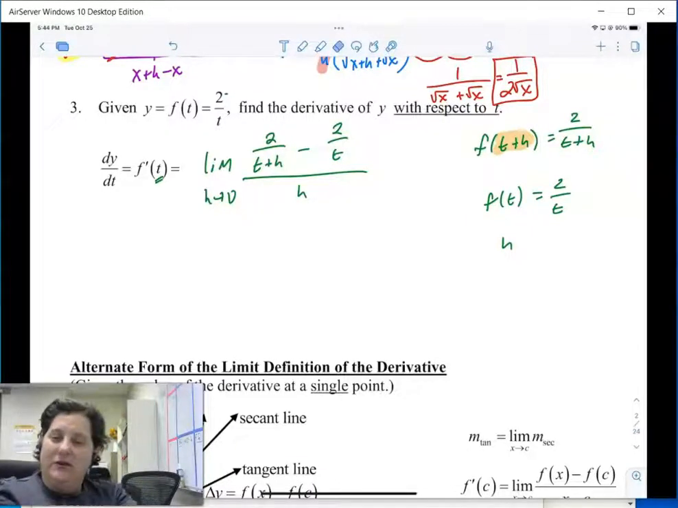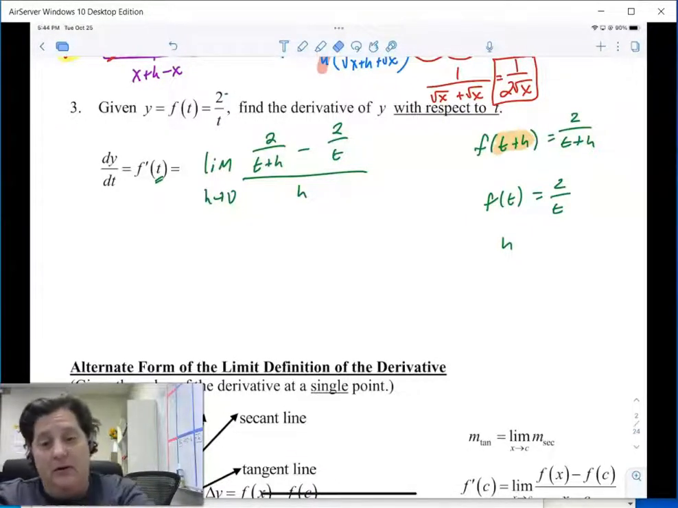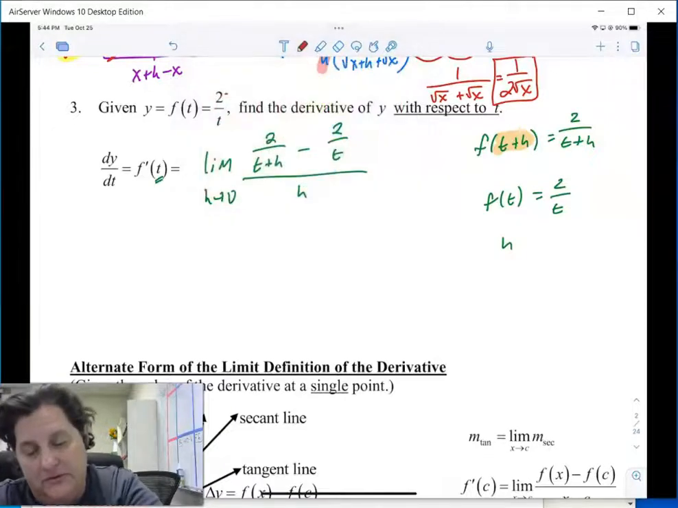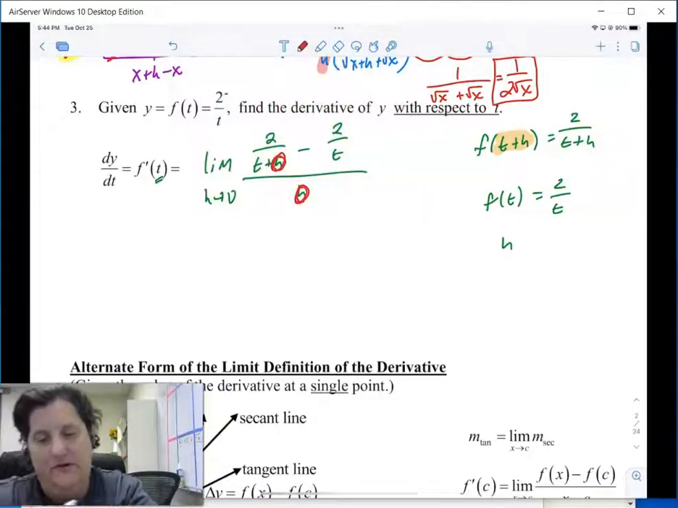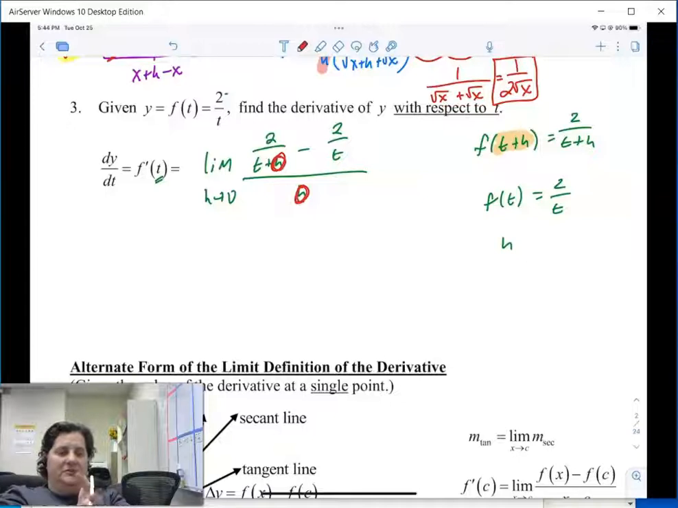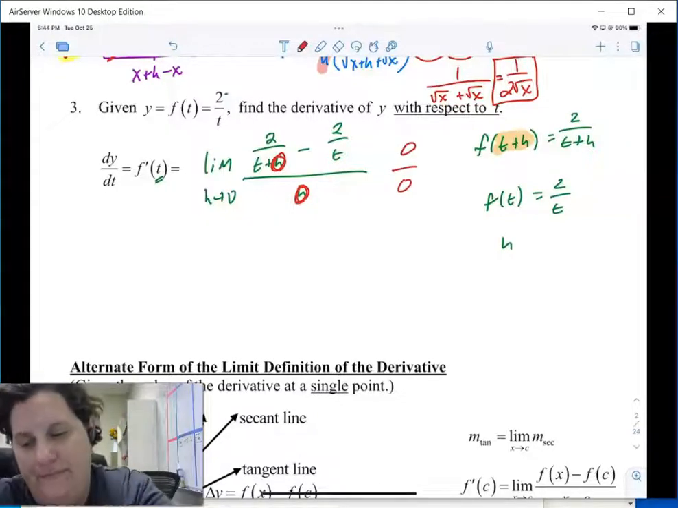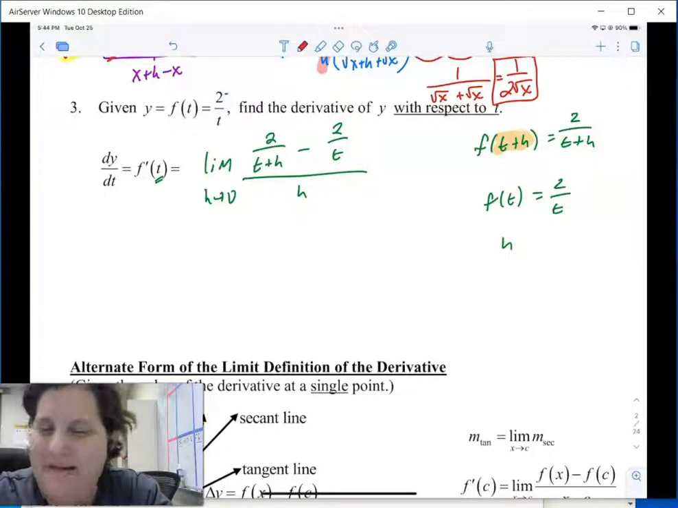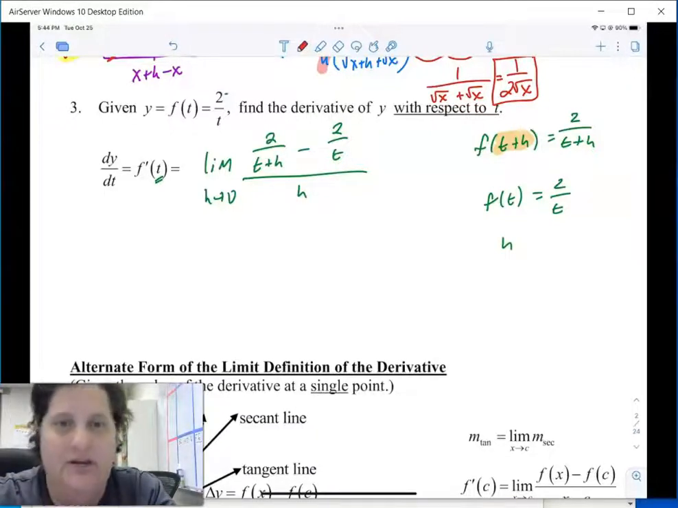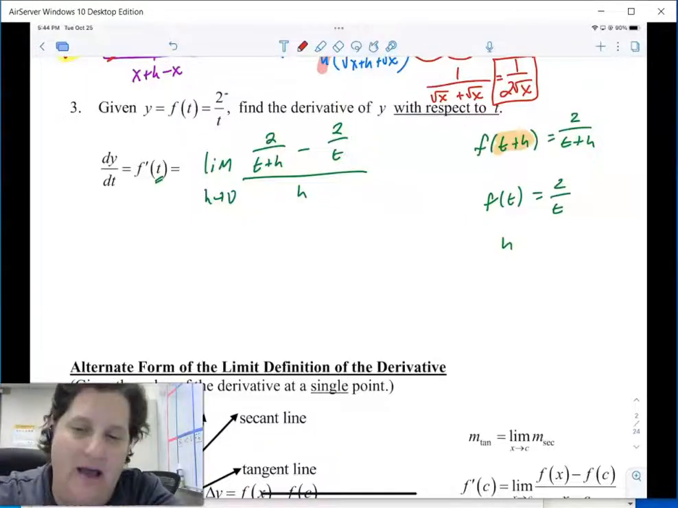And again, guys, of course, the first time I plug in 0, I'm going to get 0 over 0. That's what happens with these. 0, 0. So I get 2 over t minus 2 over t. I get 0 over 0. All right? Okay, I can't factor this. I can't conjugate this. It's not a square root. So what do I do with it? Again, from this point, algebra stuff.